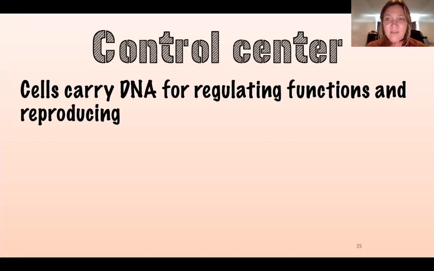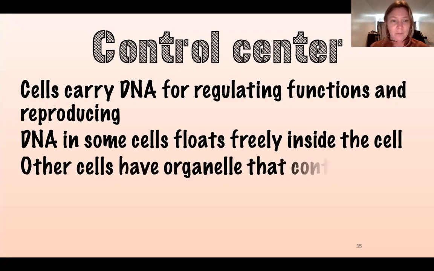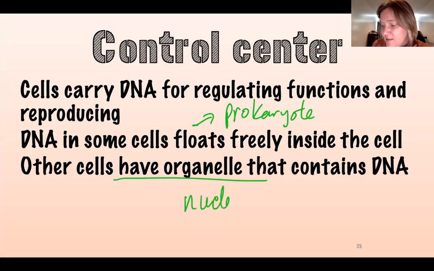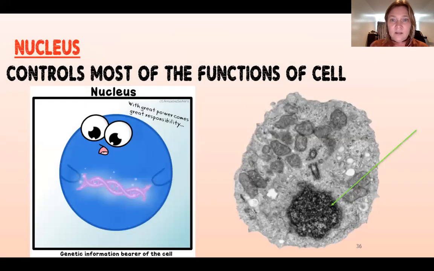And finally, the control center. Cells carry DNA for regulating functions and for reproducing. The DNA in some cells floats freely inside the cell. This would be your prokaryote. Other cells have an organelle that contains DNA. And this is the nucleus. And that's for eukaryote. So for the eukaryotes, the control center is called the nucleus.